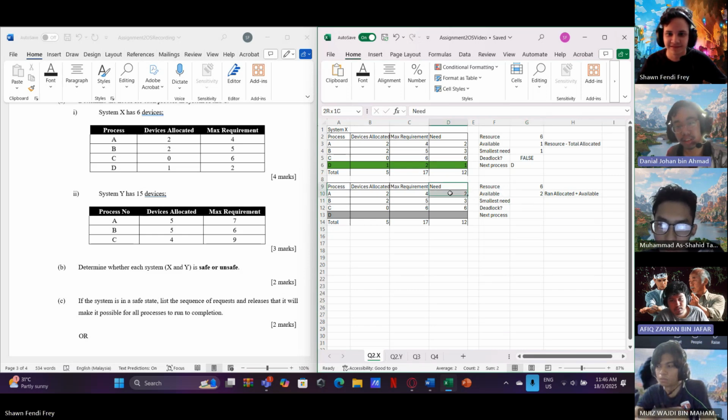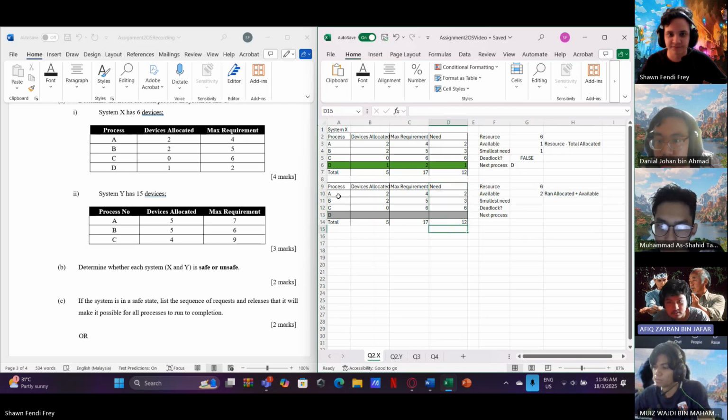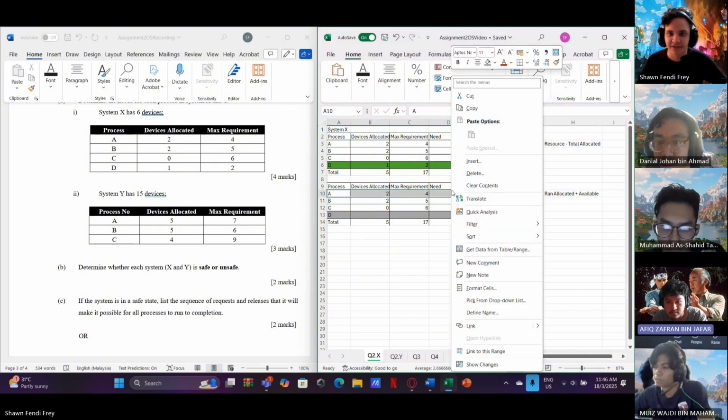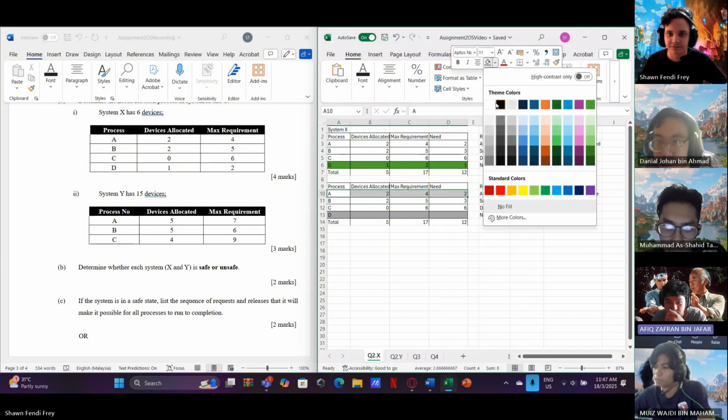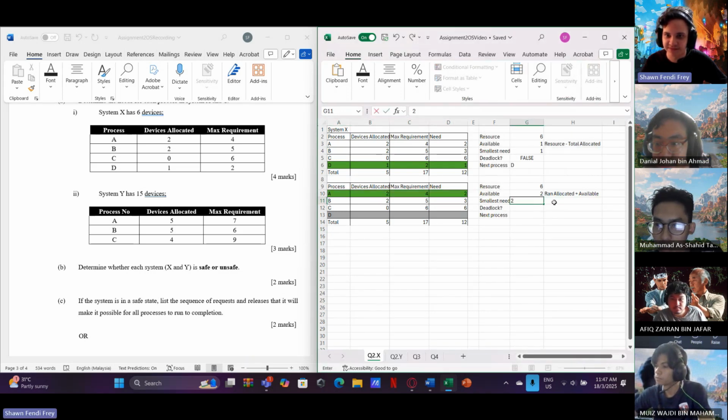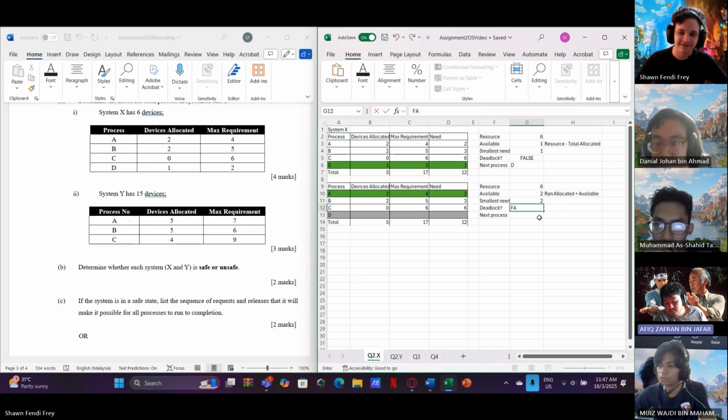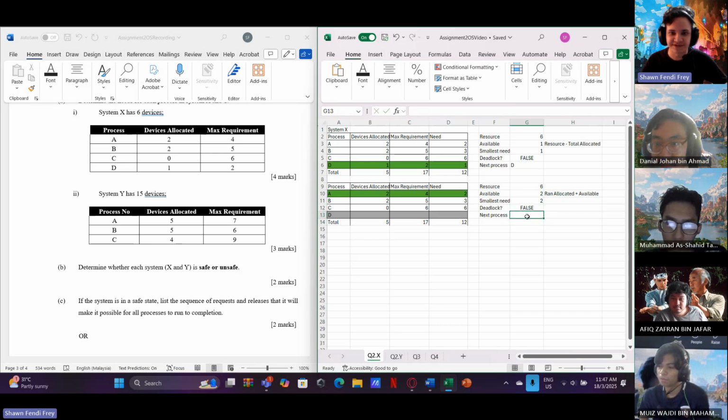For the second one, we need to find the smallest need. The smallest need is process A, and the need of process A is 2. So the smallest need is 2. Does deadlock occur? False. Okay, so the next process is going to be A.